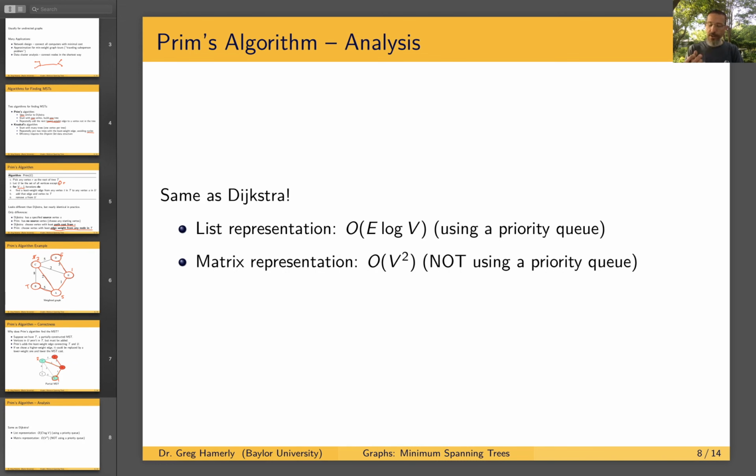Now, the analysis of Prim's algorithm is exactly the same as Dijkstra's algorithm, and it depends on our representation and, in addition, whether or not we use a priority queue. So it's the same E log V or V squared if we're using a list with a priority queue or a matrix without a priority queue.